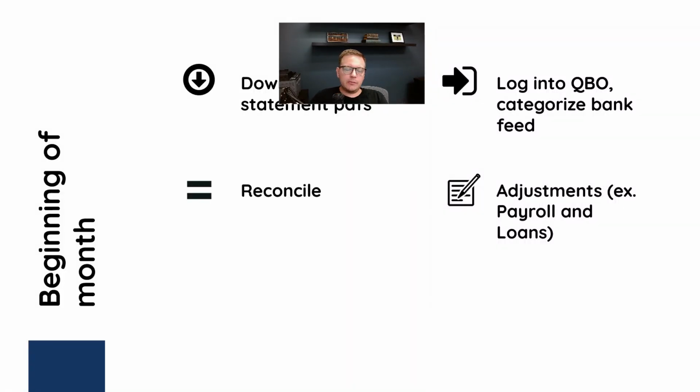Next, you're going to make sure you do any adjustments. Without getting too much into it, if you have payroll, you can't simply bring in the payroll expenses and put them as wages or salaries. There's more to it than that. There's employer taxes versus employee taxes, and you've got to make sure that all of that detail is split out.